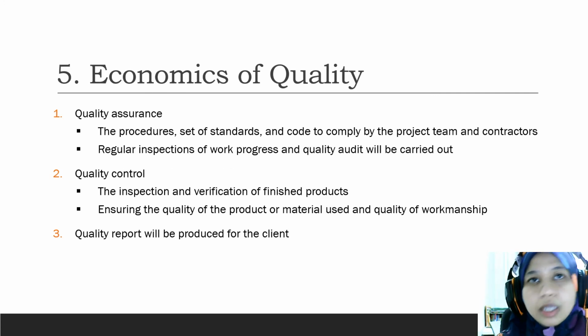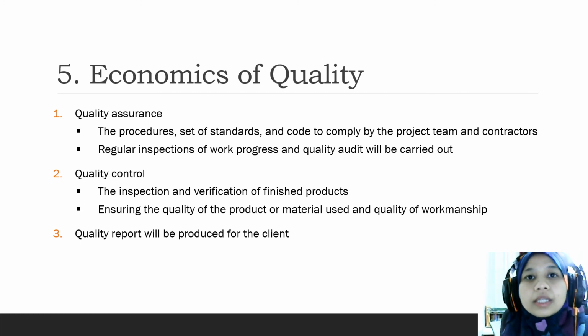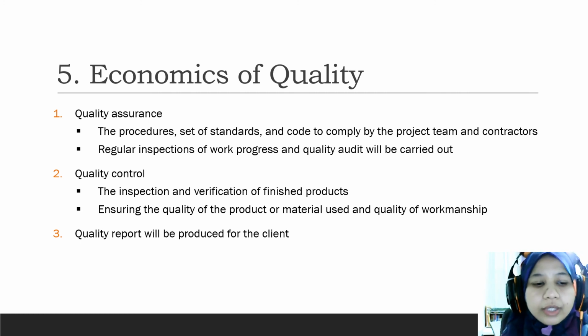Number 5 is economy of quality. To get value for money in terms of quality, we make sure the quality procedures, standards and specifications are implemented throughout the project. Regular inspection of work and quality audit will also be carried out. And the second one is quality control, which is the inspection and verification of the finished product to ensure the quality of the product and the quality of the workmanship.